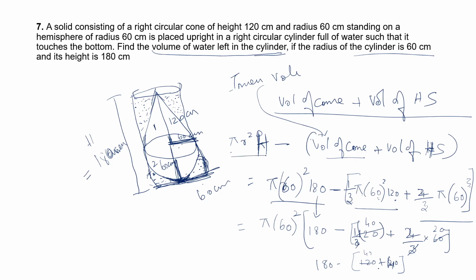Yes, see here, cylinder volume, this is done. Volume of cone 1 by 3 pi r square h, r square is 60 square, and h is 120, this is done. And here 2 by 3 pi r cube, this is done. Okay, this is right up to this. Then pi into 60 square we are taking common outside from all this. What is left out, 180 left out here, minus here what is left out, 120 by 3. If you cancel, you are getting 40, this is right.